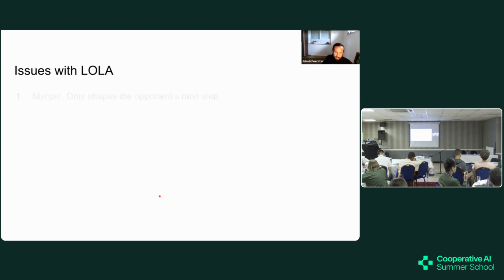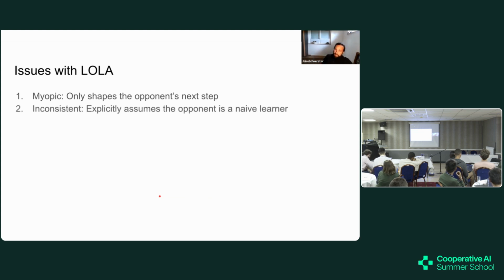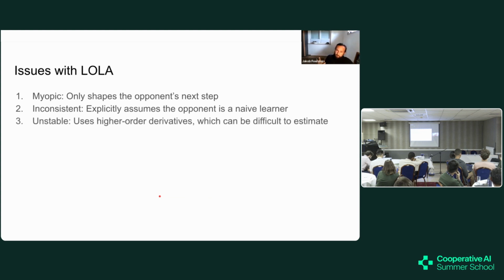But there are some big issues. And those big issues are that we're only shaping one step. I showed you that gradient update. I differentiate through one step of learning. And it's inconsistent because I model the other agents as naive learners. And lastly, it uses high-order derivatives, which can be difficult to estimate.